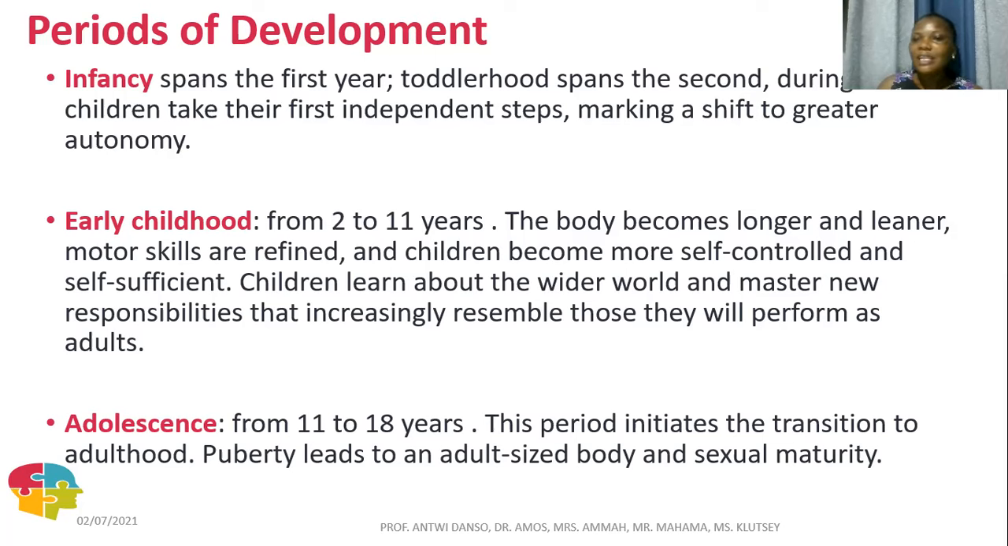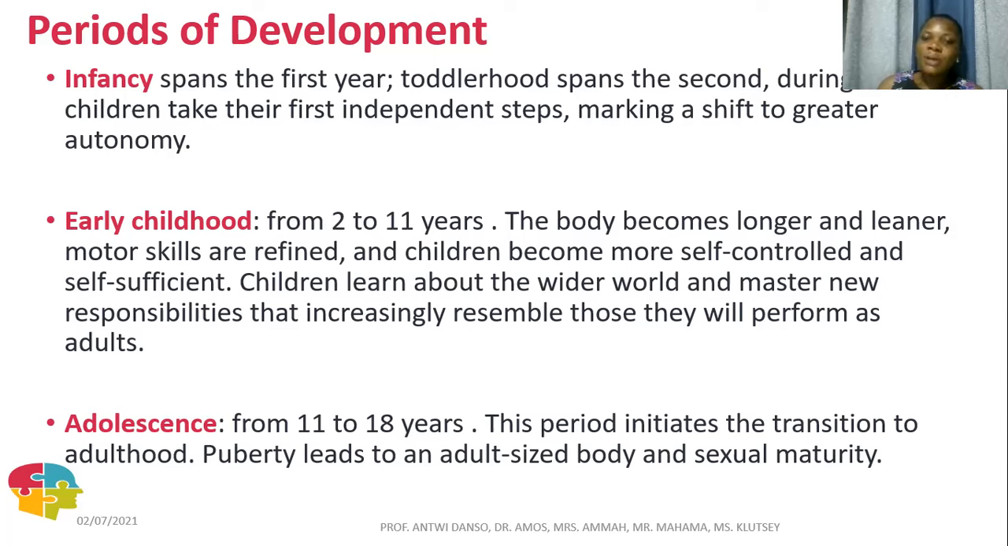Usually, some people divide it into two. We have early childhood and we have middle childhood. But for the purposes of this course, we are just going to lump them together. In childhood, the body becomes longer and leaner. Motor skills are refined and children become what? More controlled and self-sufficient. So by age 10 or 11, most children should learn how to bath for themselves. They should learn how to wear their own shorts, wear their own shirts and shoes and tie their laces. They're able to master new skills and responsibilities as well.